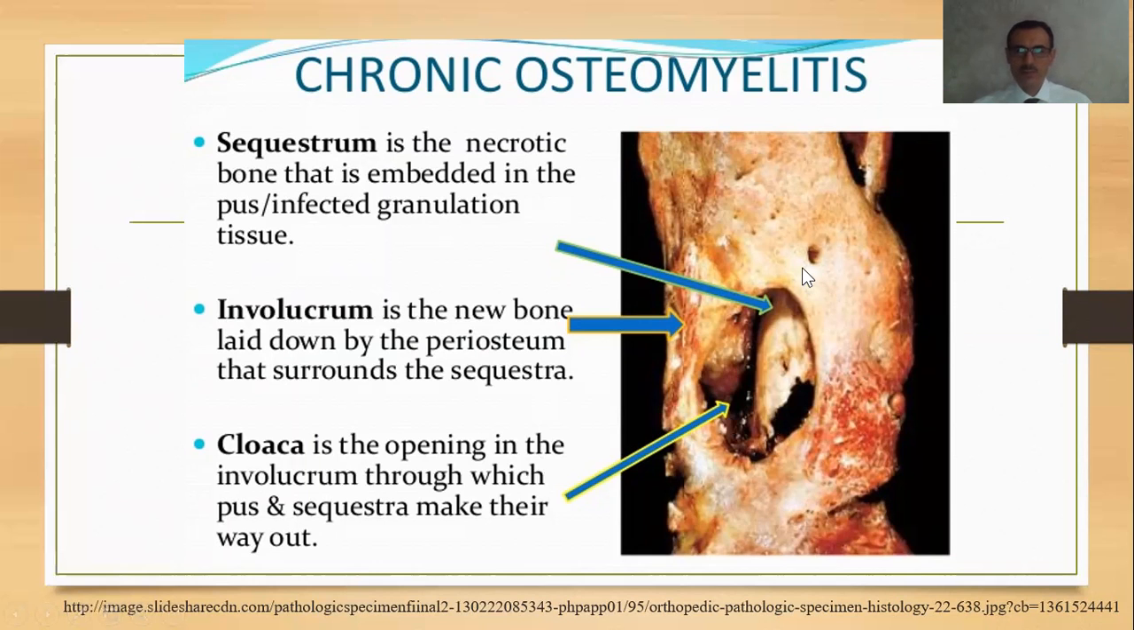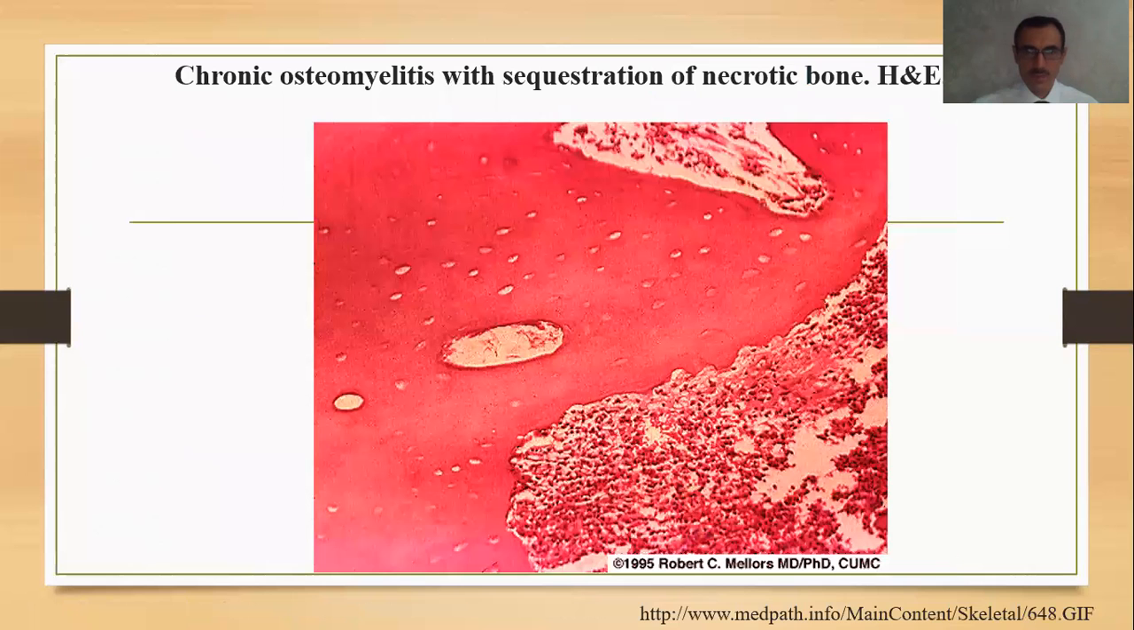Because the bone tissue is a metabolically not so active tissue, the sequestrum may remain here a long time and play a role in reinfection. So it is better to remove it early by surgery. Here is the histological illustration of the chronic osteomyelitis with sequestration of the necrotic bone tissue.